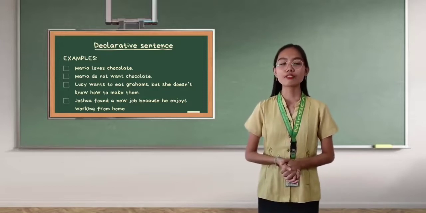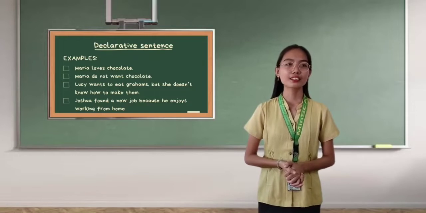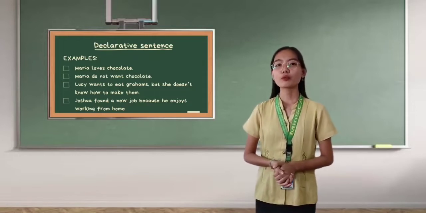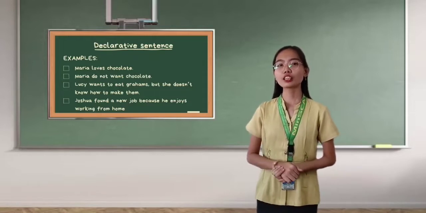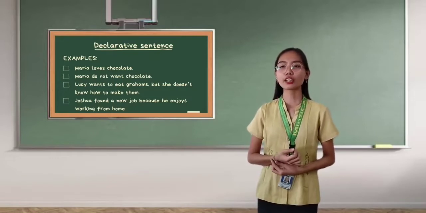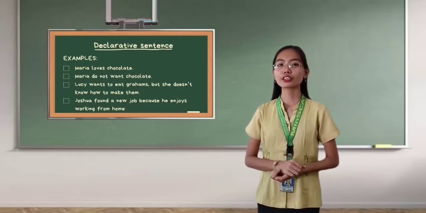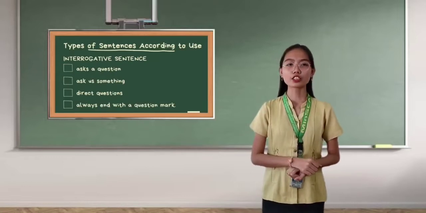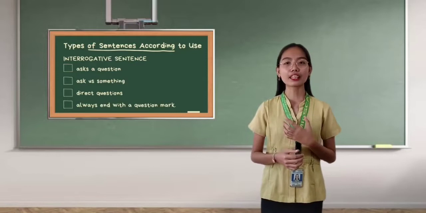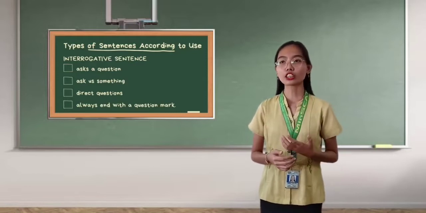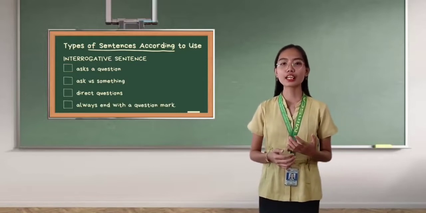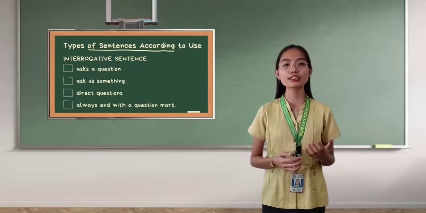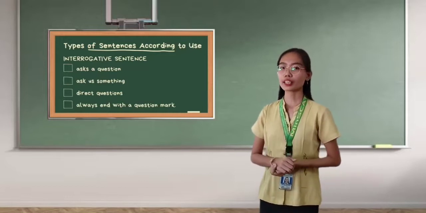Do you understand the first type of sentence, class? Okay. Mr. Kalau, can you tell me the second type of sentence according to use? Very good. Now, an interrogative sentence asks a question. They ask us something. They want information. Interrogative sentences are direct questions and always end with a question mark.